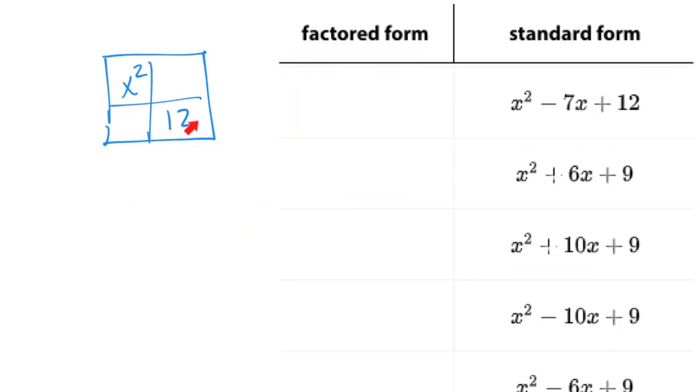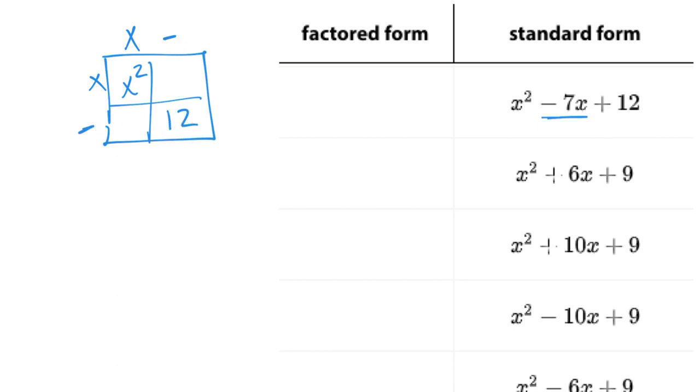For this first one, I set up my diagram like this. I know I need an x squared, and I know I need a 12. I know that these two pieces need to add up or combine to negative 7x. So I know I'm going to have an x and an x right there. And then if this is going to be negative, I'm going to have negatives here and here, because when I multiply, a negative times a negative needs to get me a positive.